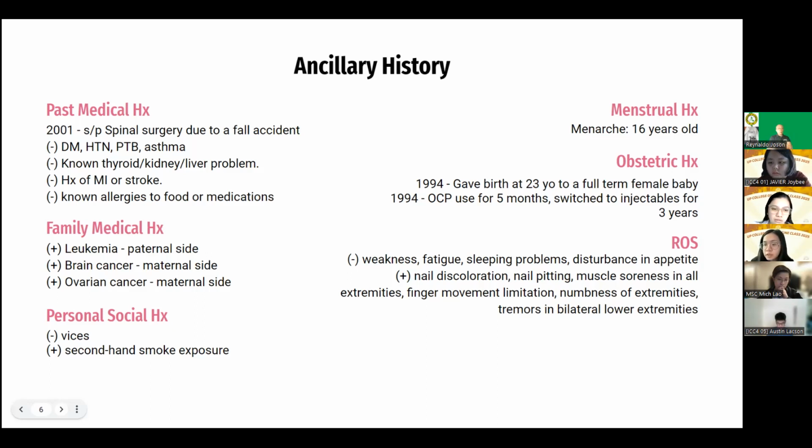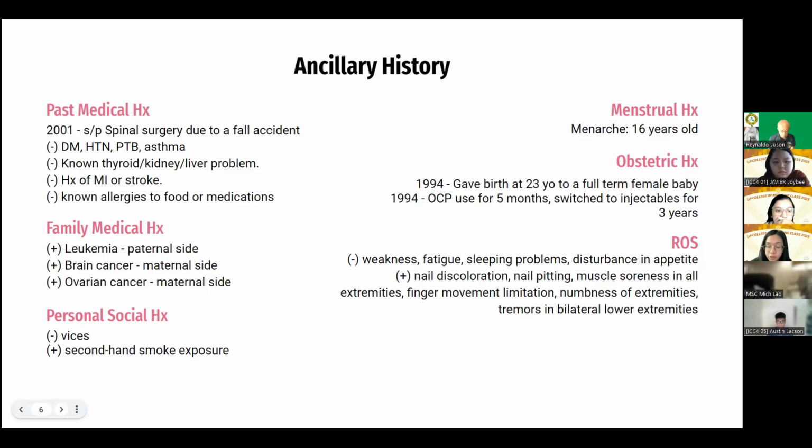For her menstrual history, her menarche was at 16 years old, so it wasn't too young and not too old. For obstetric history, in 1994, she gave birth at 23 years old to a full-term female baby. So her first pregnancy wasn't when she was too old or too young. She also had a history of oral contraceptive use for 5 months, and then she switched to injectables, which she continued for 3 years. For her review of systems, she had no weakness, fatigue, sleeping problems, or disturbance in appetite.